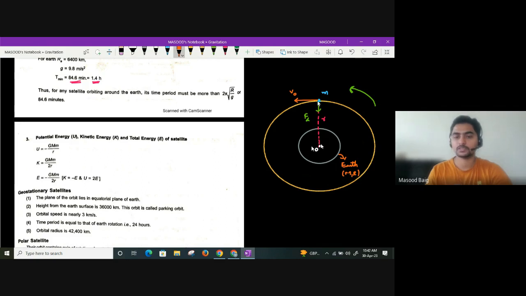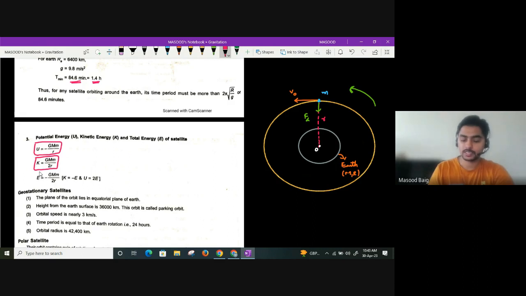Now you see, the point is external to the earth or not? So can I concentrate the whole mass of the earth at its center? Yes. So two masses are separated by distance small r now. So what would be the expression for potential energy? Minus G capital M small m divided by small r. Right. In the same manner, what is the expression for kinetic energy? It is G capital M small m divided by 2r.